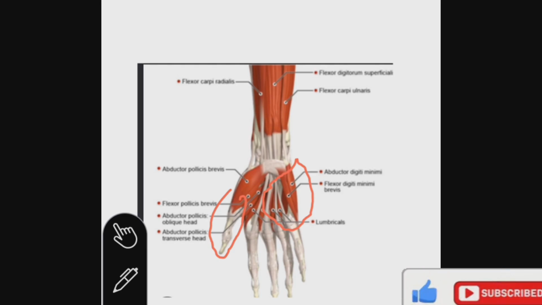Don't forget that. Then you have the interossei muscles. The interossei muscles are divided into 2 groups. They are the palmar interossei, there are 3, and the dorsal interossei. All of them are innervated by the ulnar nerve. The palmar interossei is 3, the dorsal interossei is 4, but all of them are innervated by the ulnar nerve.